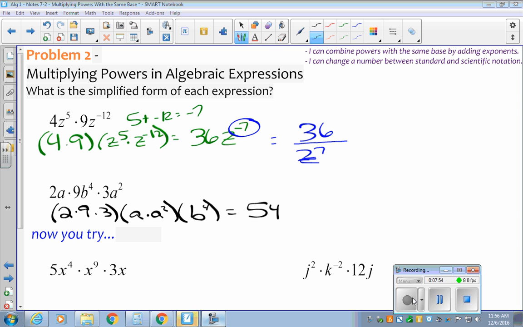We got a. When we just have a single a, what's its power? 1. So this is a to the 1 plus 2, which is 3, and b to the 4. And once again, just to remind you guys, we put our numbers first, and then we alphabetize our letters. So a's come before b's. If I had a z, he would be on the end. Okay, guys, give this a whirl.